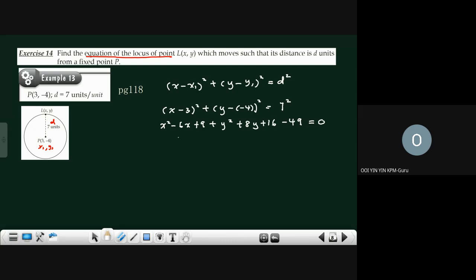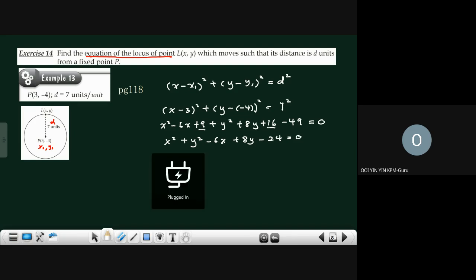Okay, now rearrange, where your x square and your y square come first. And then we only have one x, minus 6x, right? And then plus 8y. This one also, there are no other terms already, it cannot be simplified. The last one is your 9 and your 16, which will give you 25. 25 minus 49 will give you negative 24.